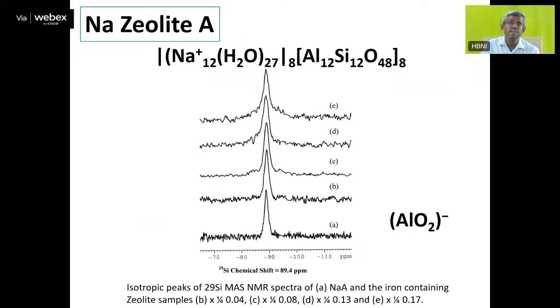And one more thing we can see from the silicon NMR pattern is that sodium A zeolite is giving around minus 88 ppm. Also you see there is a sharp, single peak. There is no other structural unit. Silicon exists as only one type of structural unit.